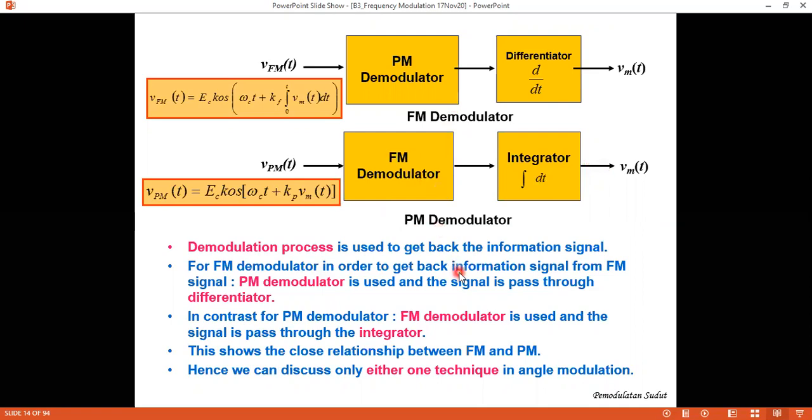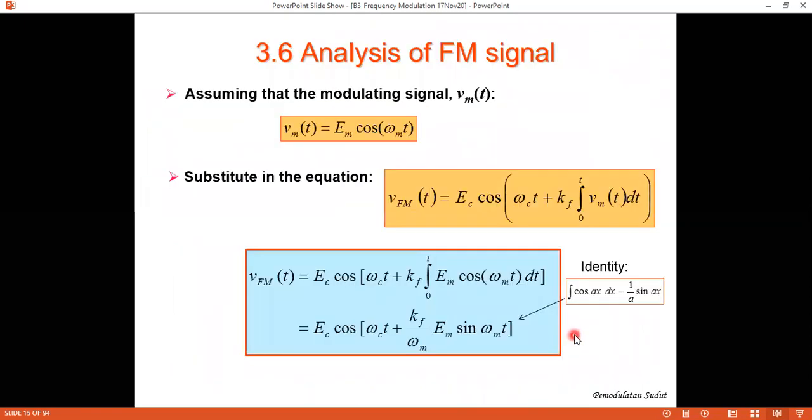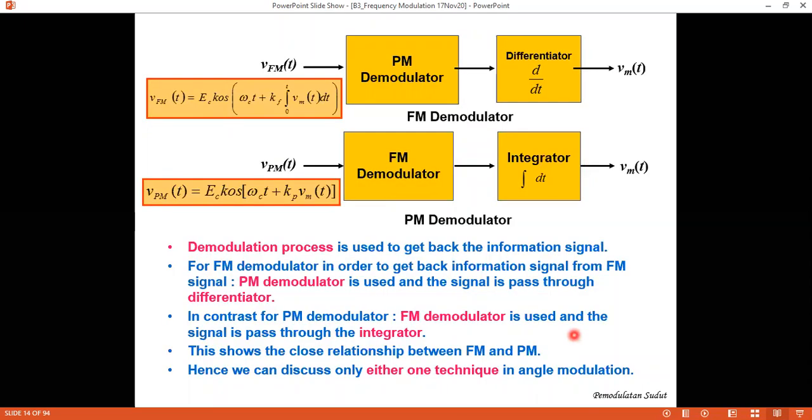So throughout our next lecture, we'll just focus on one type of angle modulation technique, which is FM. I'll stop here in this part 1 video, and in the next part I will continue with more details on FM analysis. Okay, see you in part 2.